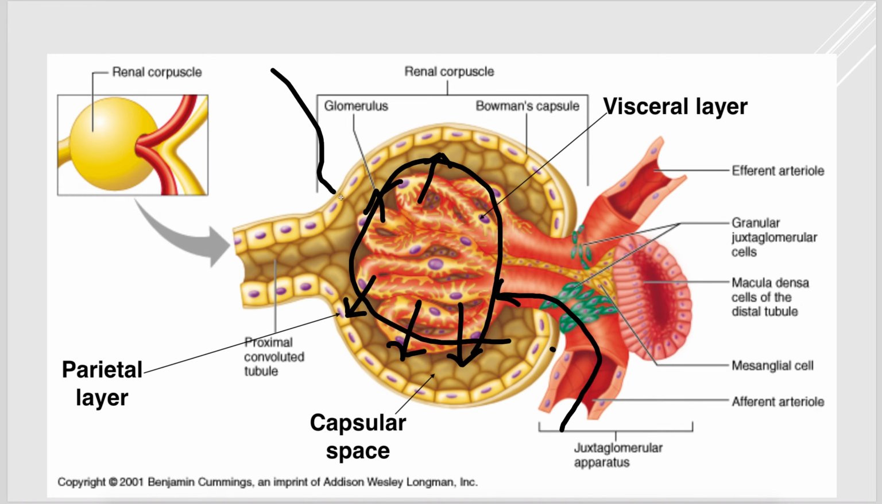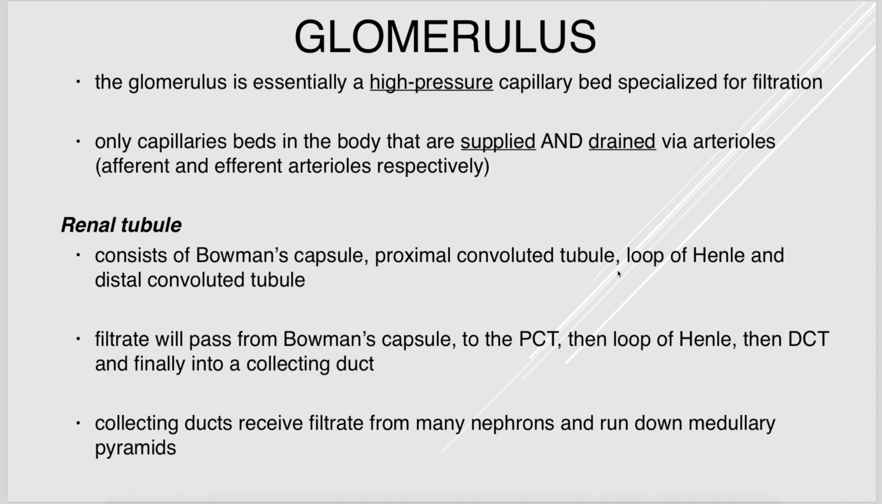Okay, this is Bowman's capsule here. So Bowman's capsule is going to capture this fluid as it's pushed out and then start to drain it down the rest of the renal tubule, which I'll talk about. Now, this capillary bed is also unique because it's drained by an efferent arteriole. So not only is it fed by an arteriole, it's drained by an arteriole too, which is pretty unique. And that'll be more important later. So again, high pressure capillary bed, it's supplied and drained by arterioles.